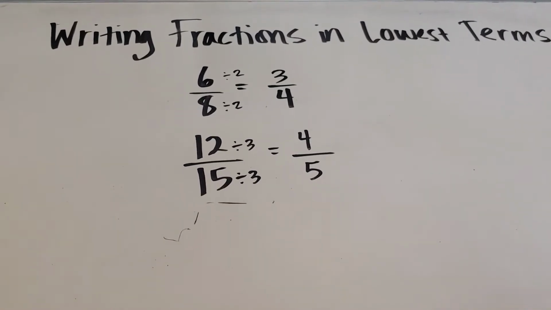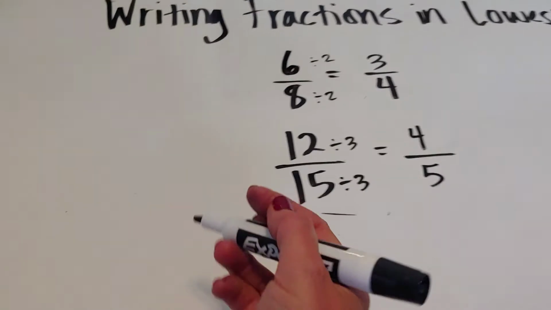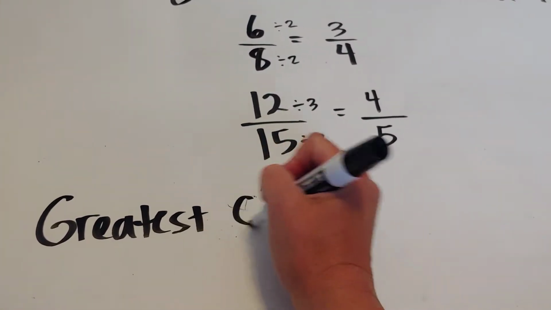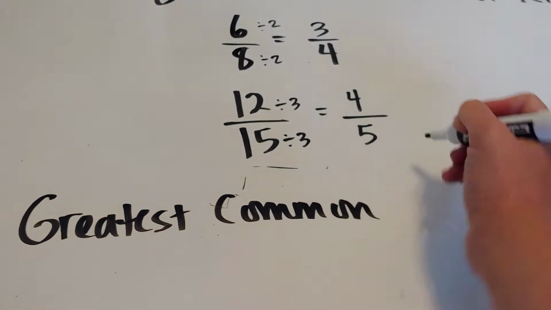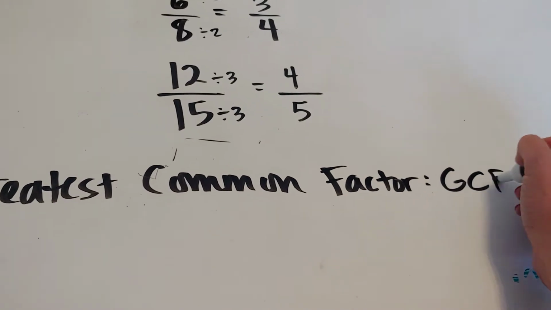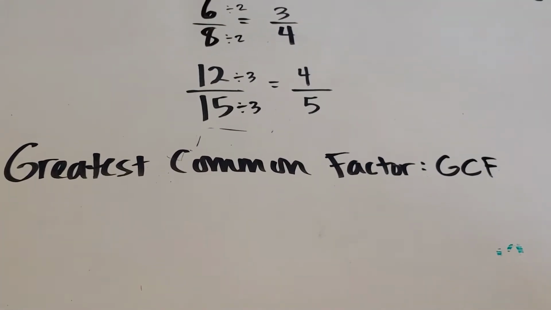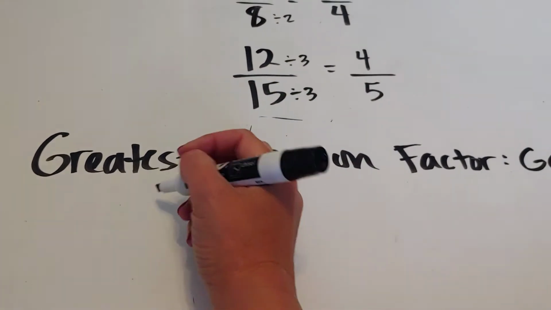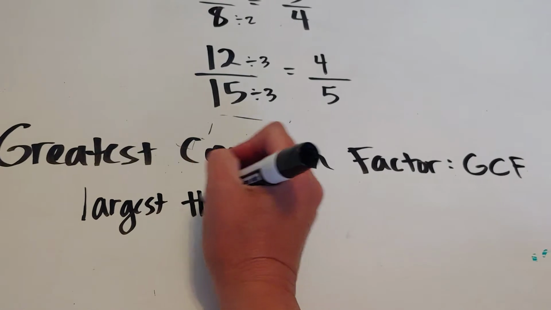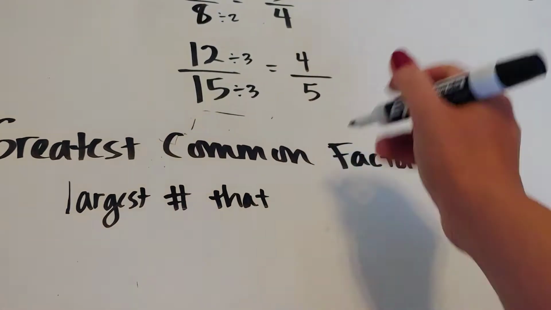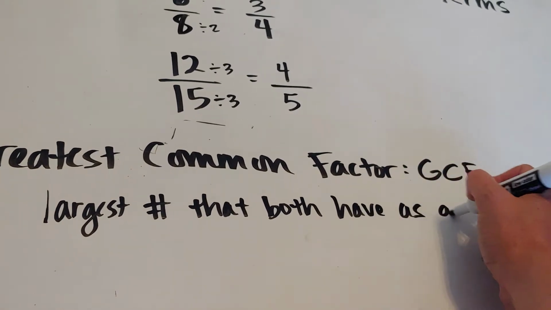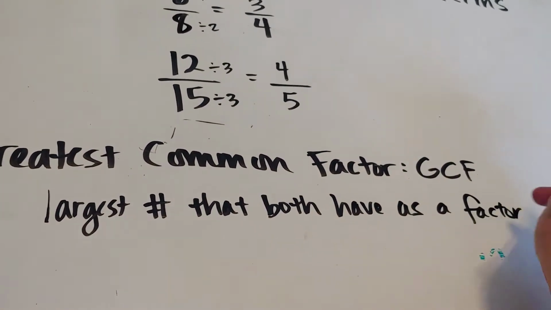How'd you know 3? Okay, so the numbers that I'm dividing by are called the greatest common factor, which is also called the GCF. So the greatest common factor is referring to the largest number that both have as a factor. Okay, so let's talk about factors.